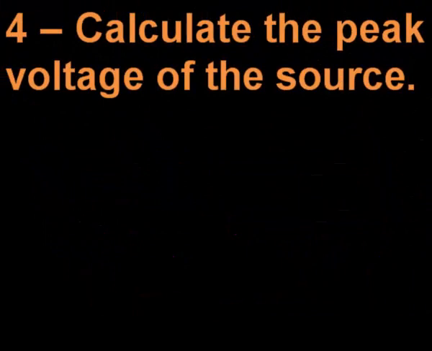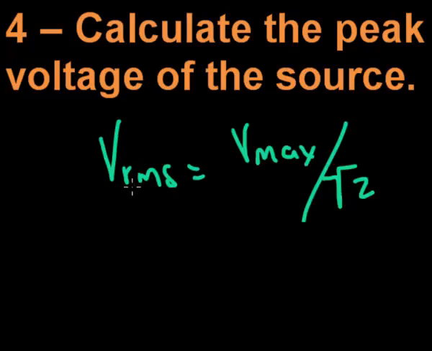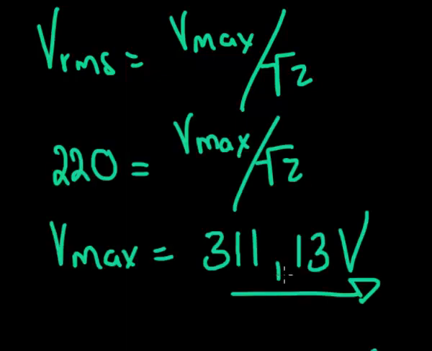Now our first question asks us to calculate the peak voltage of the source. That basically means our maximum voltage, and we do have the RMS voltage. So we'll make use of the formula VRMS is equal to Vmax divided by the square root of 2. Our RMS value is 220 volts, and that means we'll multiply with the square root of 2 to end up getting Vmax of 311,13 volts, rounded off to 2 decimal places. So that's the maximum potential difference that can be delivered via our source.